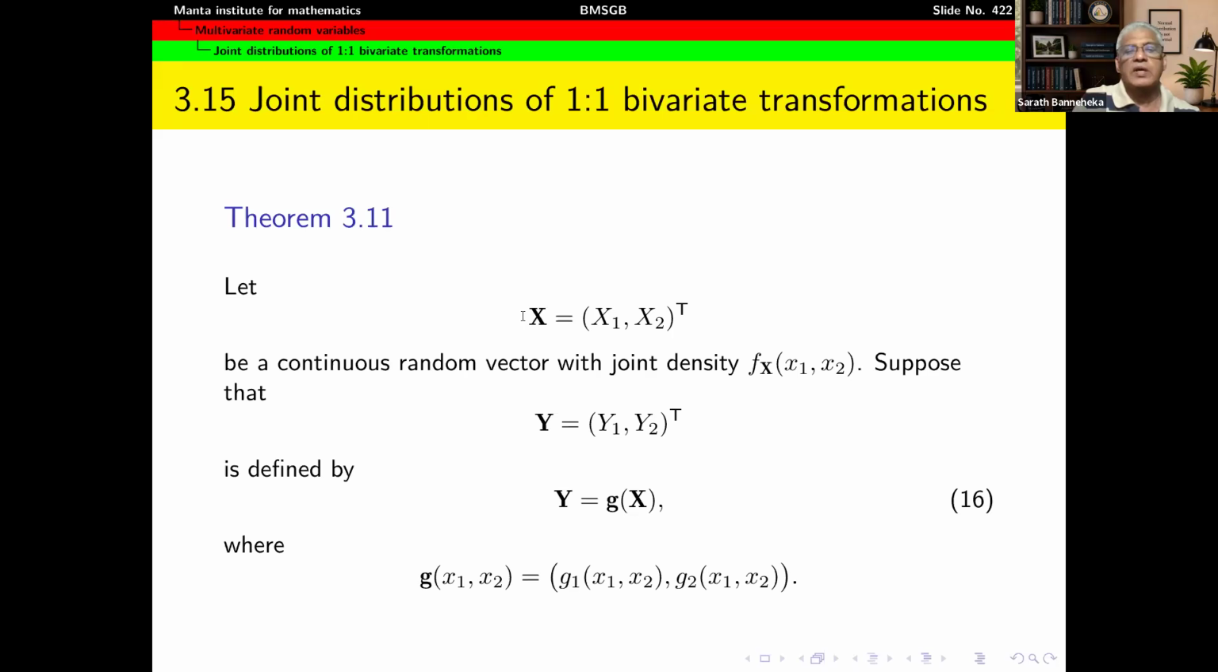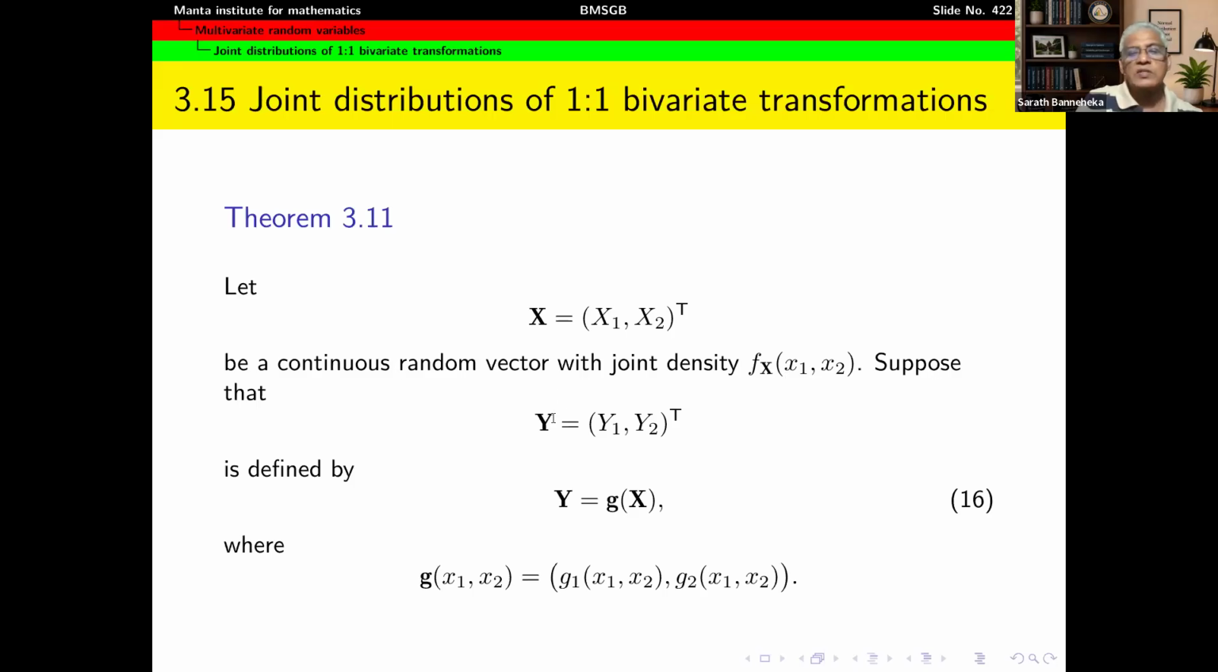So let vector x be x1, x2, right? It has two random variables. So it's a vector x. x1 is a single random variable. x2 is a single random variable. We are considering this vector x, and this is the transpose. So that whole thing gives you a vector. So that is denoted by bold x here. Be a continuous random vector with joint density fx of x1, x2. So this again replaces x1, x2, that part here, right?